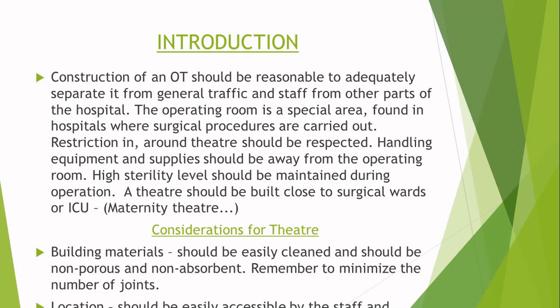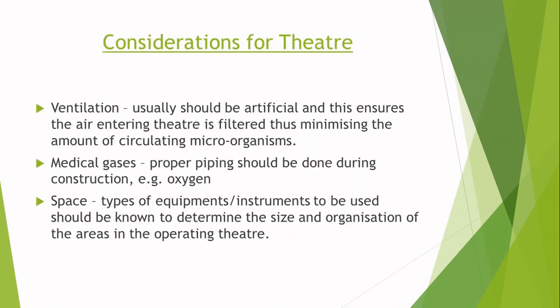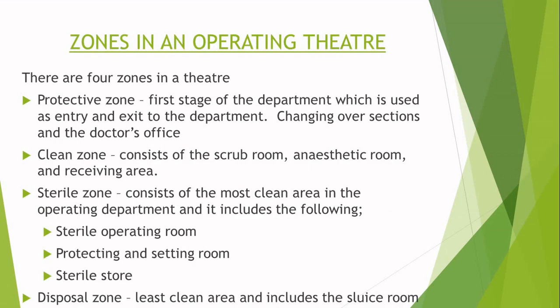Now, rooms. How should the rooms be? There should be progression from the entrance through zones that increasingly approach sterility until we reach the operating room. So you should have a place where people change clothes. You should have offices. You should have the receiving area. The easiest way you can remember this is that there is a semi-restricted area, the restricted area, and the non-restricted area.